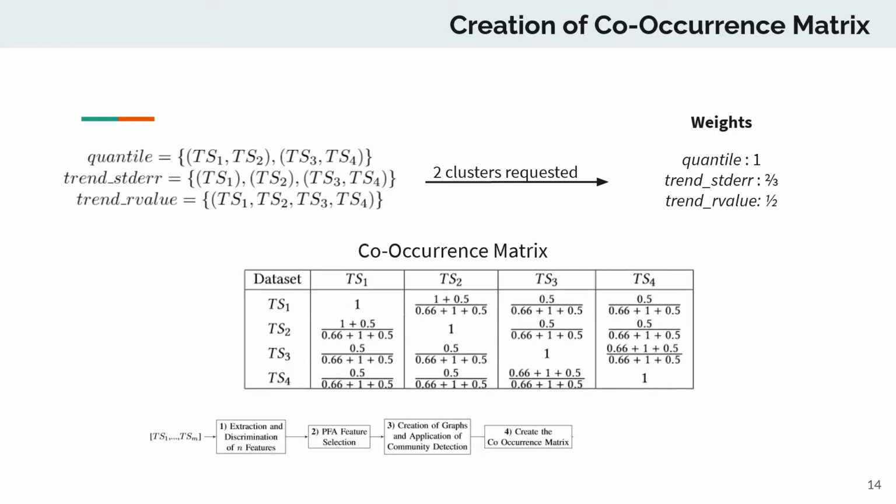As an example, here we show the weights of the three chosen features corresponding to the number of communities found in each graph encoding of the respective features. Indeed, the community detection algorithm finds 3 different communities for the trend STD error feature. In this case we divide 2 by the number of extracted communities, i.e. 3. In the other feature, called trend_r value, only one community is found, thus we divide 1 by 2.